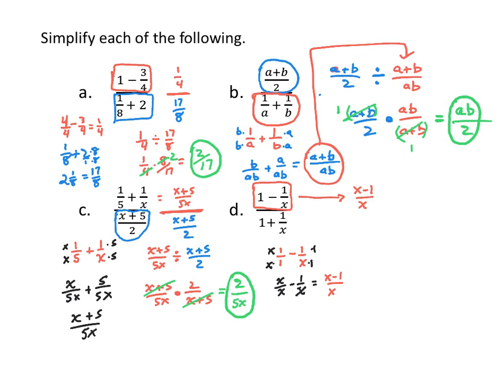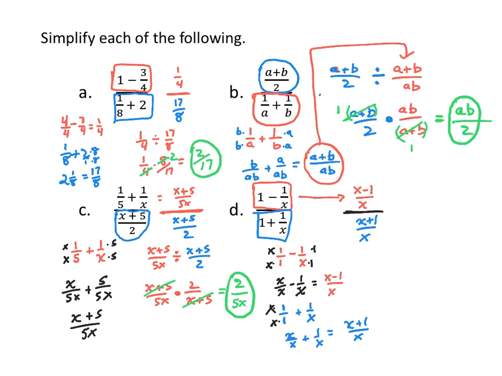Okay, so now we need the denominator. The denominator, we have addition. Looks almost the same, but it's addition. So it's 1 over 1 plus 1 over x. So let's multiply this one by x. And when we do, then we're going to have x over x plus 1 over x. Okay, and that's x plus 1 over x. So this becomes x plus 1 over x.